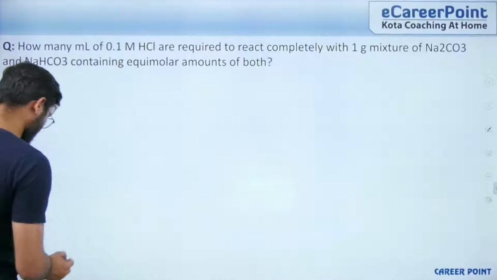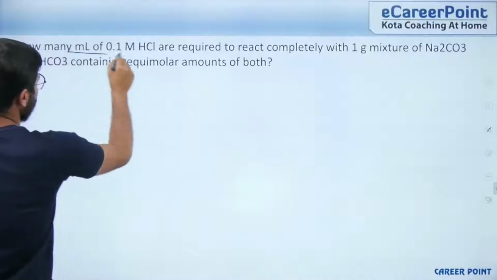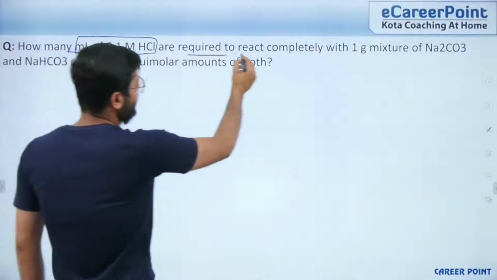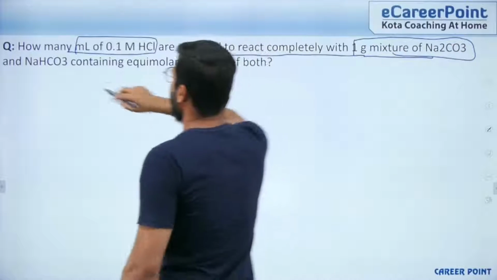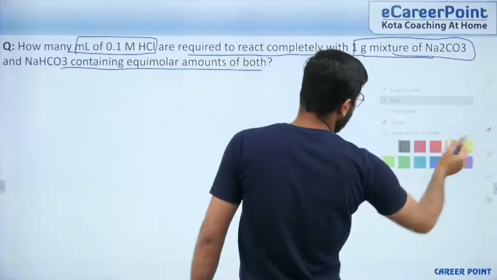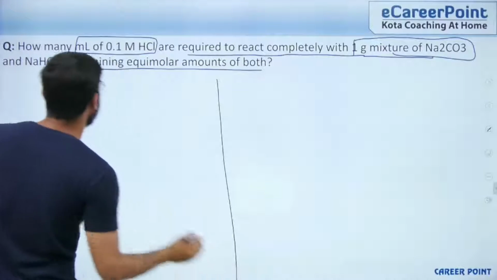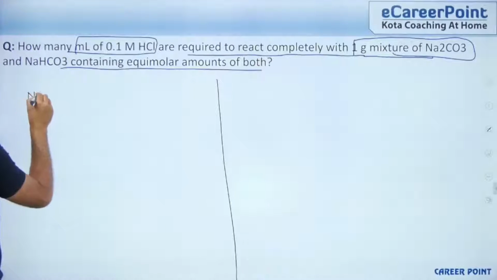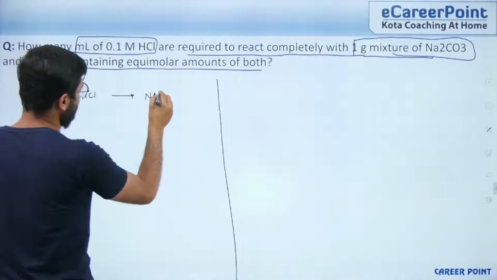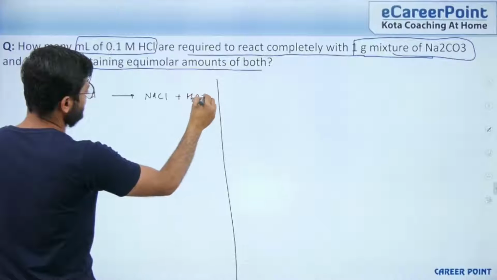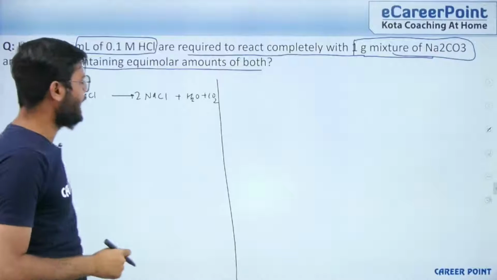Then let's see a very good question of the NCERT. Can you try it? Let's try it. How many ml of 0.1 molar HCl are required to completely react with 1 gram mixture of Na2CO3 and NaHCO3 containing equimolar amounts of both? So how will you do this? Very good question. So firstly see, Na2CO3 reacts with HCl and it will give NaCl plus H2O plus CO2. So we have 2 NaCl, 1 water and this reaction.